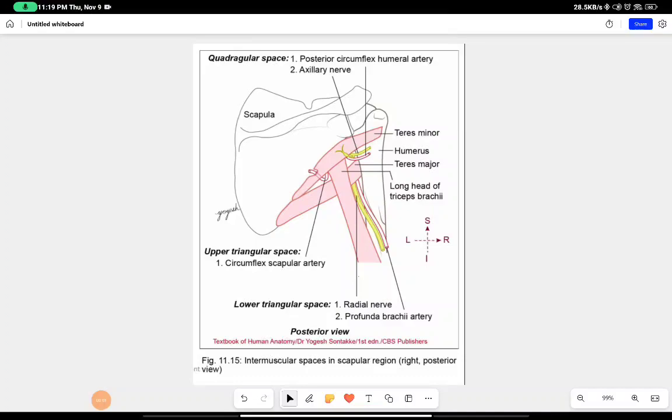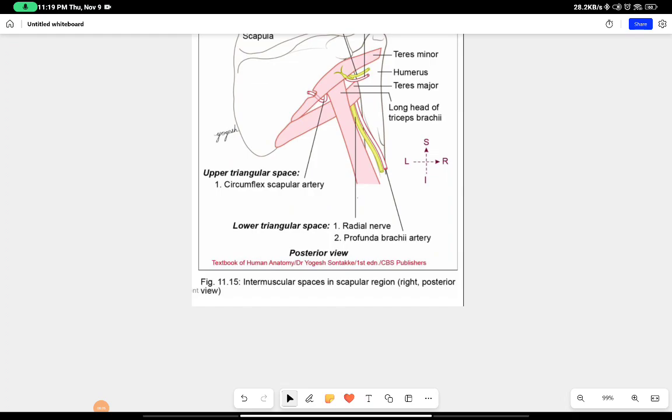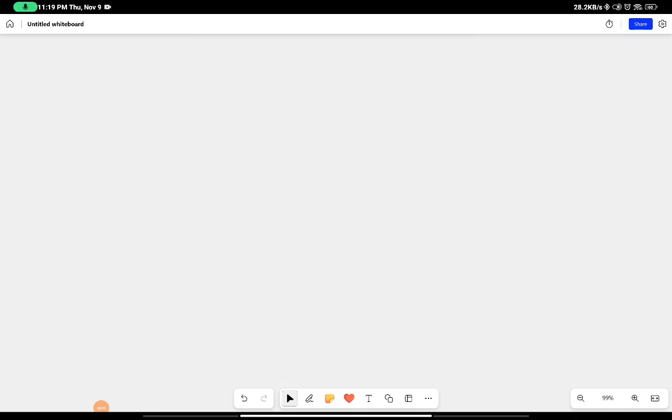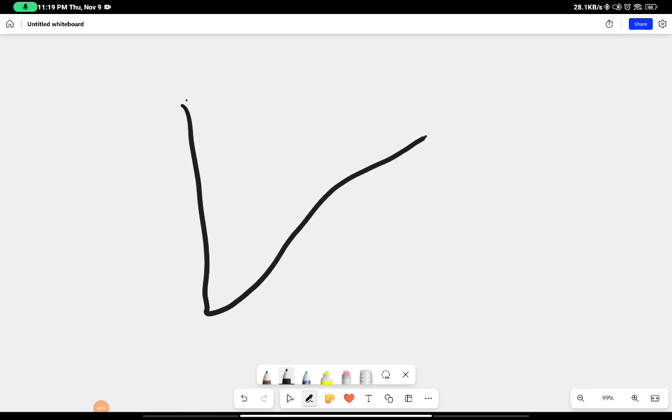The diagram showing the intramuscular spaces or the scapular spaces. We are trying to recreate this diagram. So for that we should know the four anatomical landmarks. We are looking at the posterior aspect of the scapula. The scapula is a triangular shaped bone with a lateral glenoid cavity. This is the glenoid cavity of the scapula.